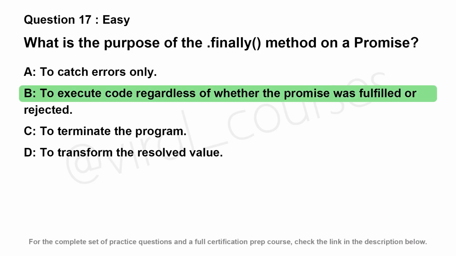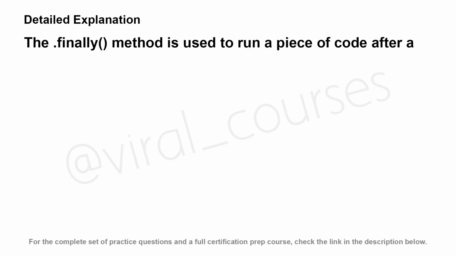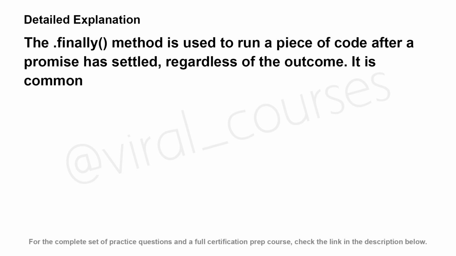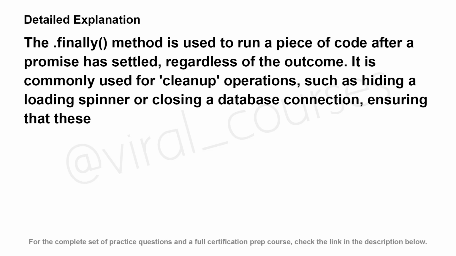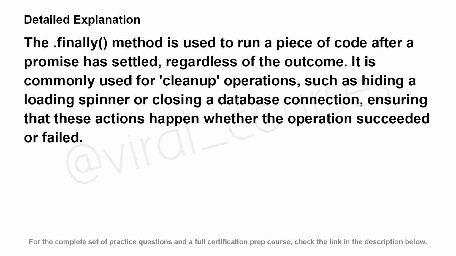The correct answer is B. The finally method is used to run a piece of code after a promise has settled, regardless of the outcome. It is commonly used for cleanup operations, such as hiding a loading spinner or closing a database connection, ensuring that these actions happen whether the operation succeeded or failed.